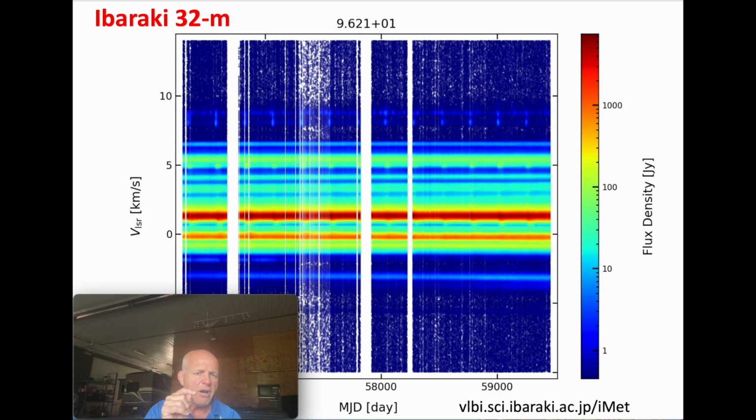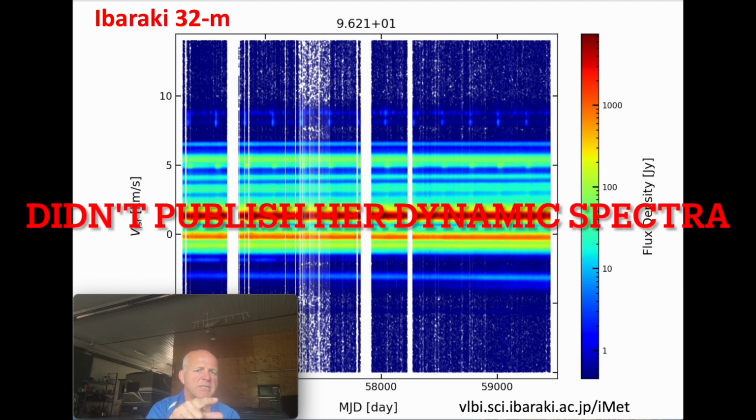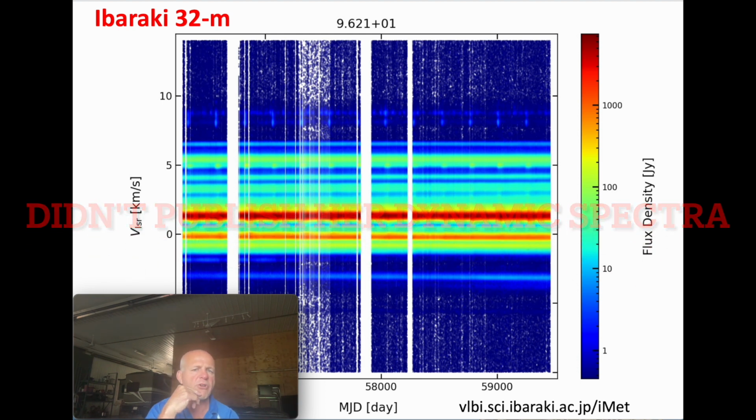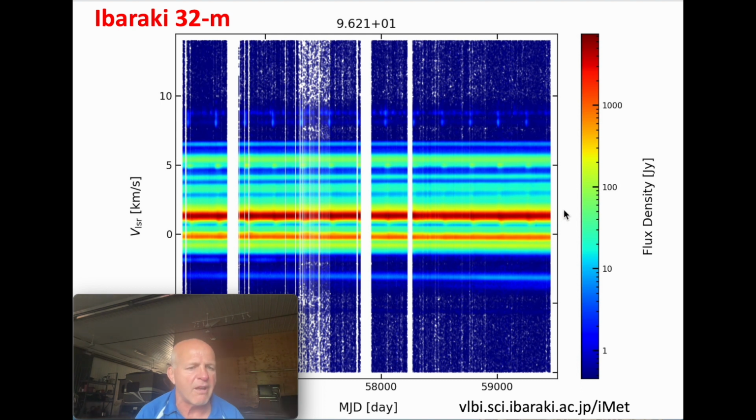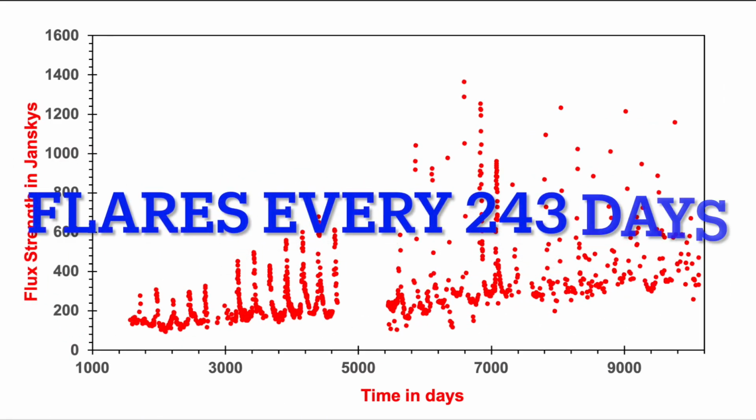Now Sharmila Goedhart, she didn't even bother doing this. She just simply created time series, or light curves, as the optical astronomers call it. And what that would look like in here is a horizontal line through one of these bright regions where there's a maser spot, or in this case, a velocity feature. And with that horizontal cut, you get a time series or light curve. And from that, she found that there was a period of 243 days for the source. Very interesting.